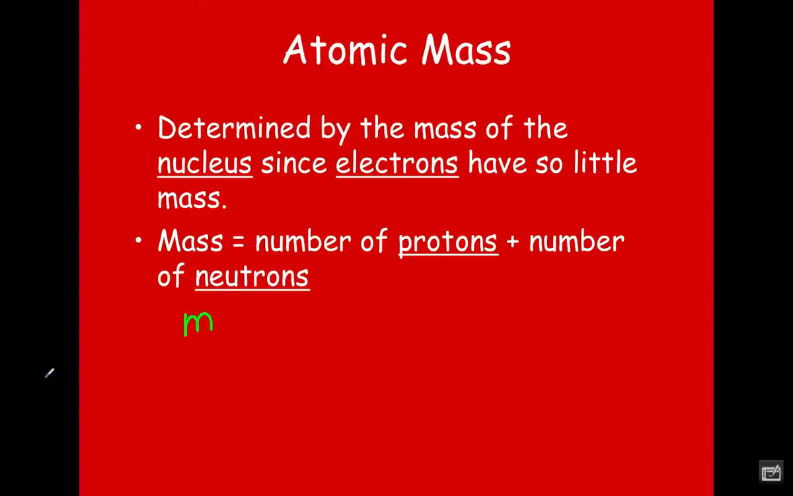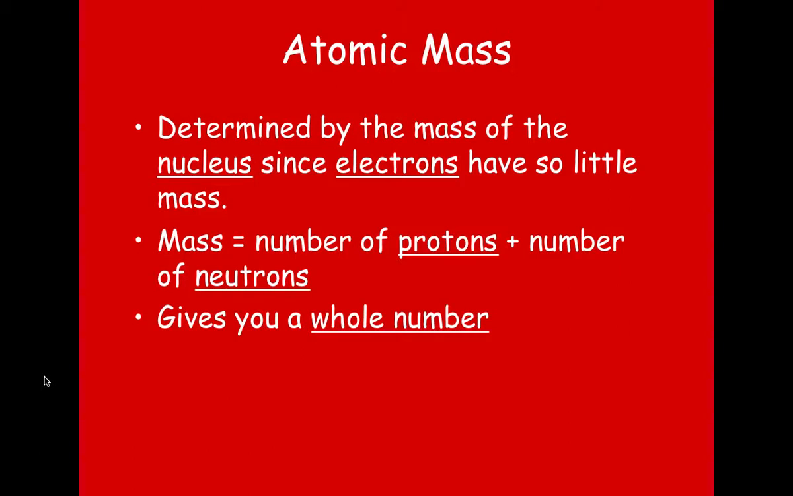Okay, so our mass equals the number of protons, p+ stands for protons, plus the number of neutrons, n0 stands for neutrons. And again, you're going to get a whole number because I can't have a partial of either of those. This is going to give you, therefore, a whole number. So let's work through an example here.